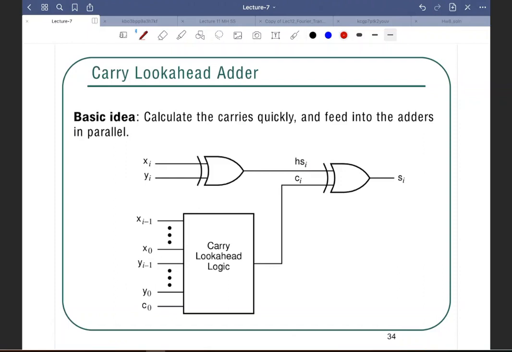And the idea here was represented using logic expressions earlier. We used all the inputs, x sub i minus 1 all the way down to x sub 0, y sub i minus 1 all the way to y sub 0, and c sub 0. And here is where we did the carry look ahead adder logic. What was that? The generate function, the propagate function. We did that followed by the ANDing to come up with c sub i. Once we have c sub i and s sub i from the half adder here, you generate s sub i for the overall carry look ahead adder.